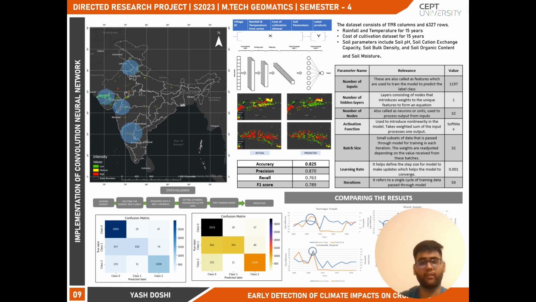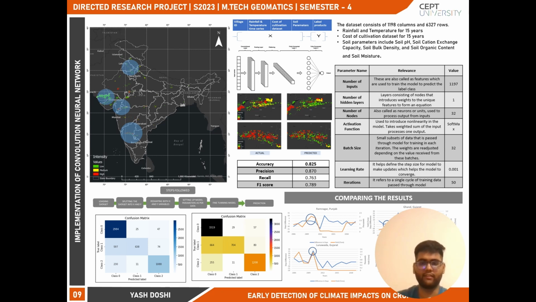There are some model parameters like number of input layers, number of hidden layers, number of nodes, activation function, batch size, learning rate, and iterations. There was 83% accuracy in this model. The model predicts the intensity; if the intensity is changing from low to high, then in those particular villages there will be more likely a defect in crop yield because of these parameters.